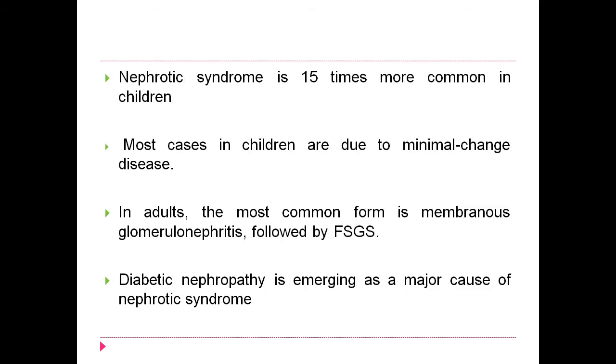Nephrotic syndrome is 15 times more common in children, and most cases in children are due to minimal change disease. In adults, the most common form is membranous glomerulonephritis, followed by focal segmental glomerulosclerosis. Diabetic nephropathy is emerging as a major cause as we have more number of diabetics.